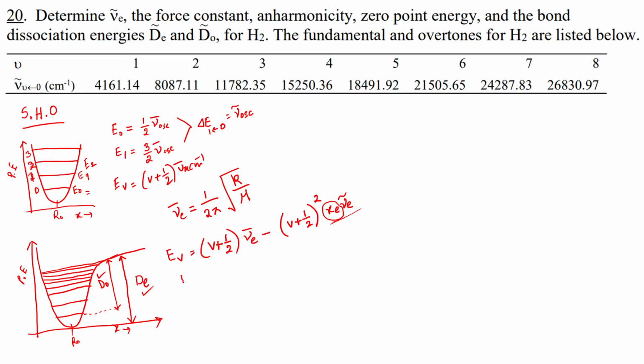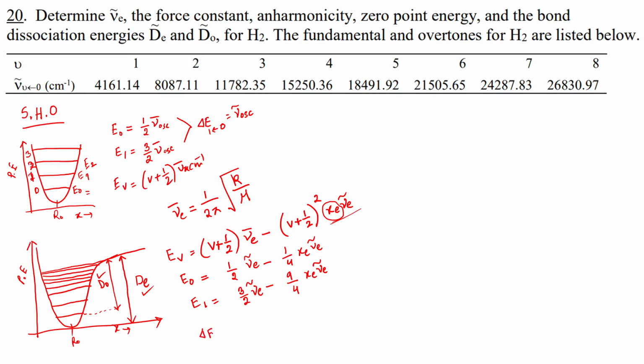Now what is next? Then let us get the energy of the zeroth level, that would be half nu e minus one fourth of nu e Xe. And E1 is 3 by 2 nu e minus 9 by 4 nu e Xe. Now the point I have earlier touched is that Xe is very small.